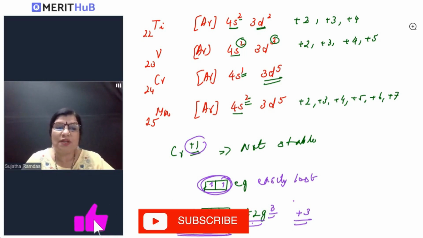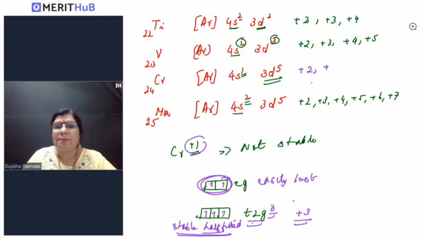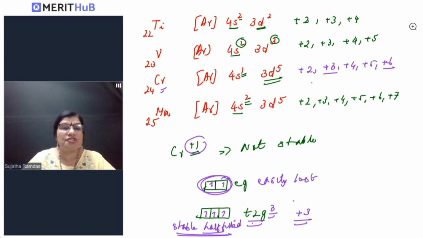So in chromium, the +1 oxidation state is not isolated, +2 to some extent, +3, +4, +5, +6, and +3 and +6 are the most stable oxidation states of chromium. Okay, so these are the various oxidation states.